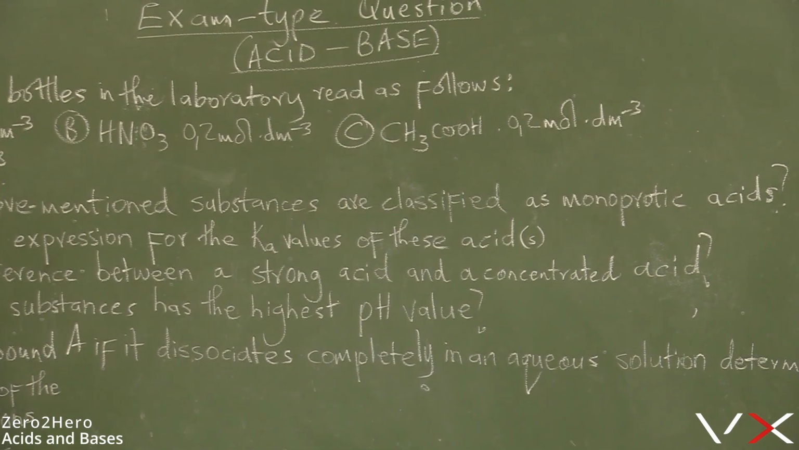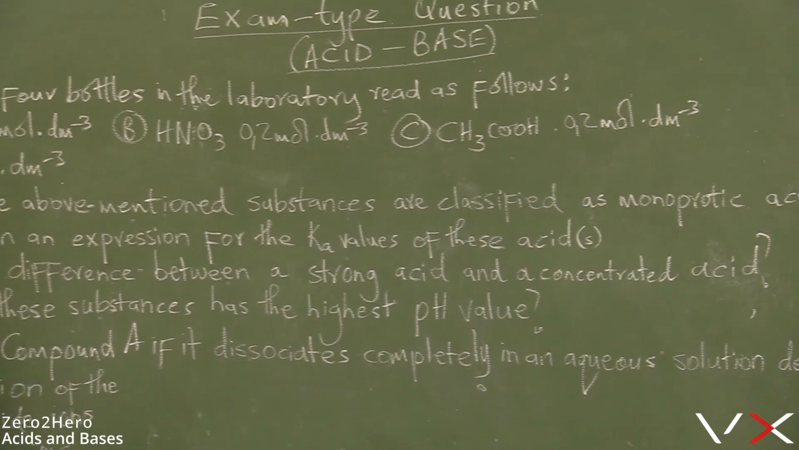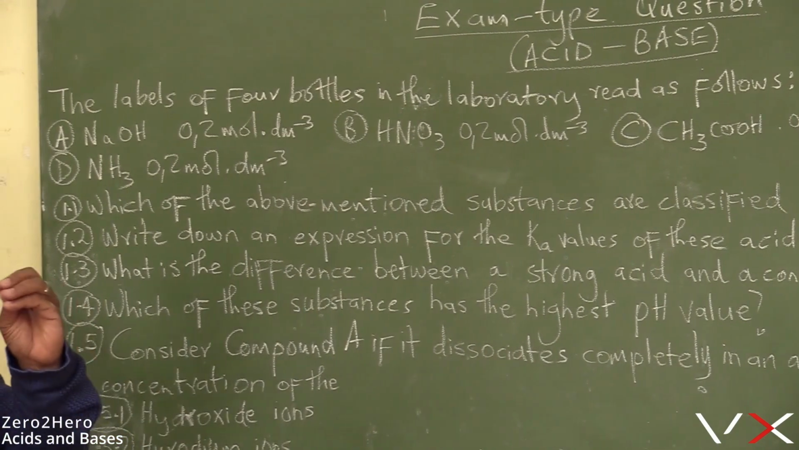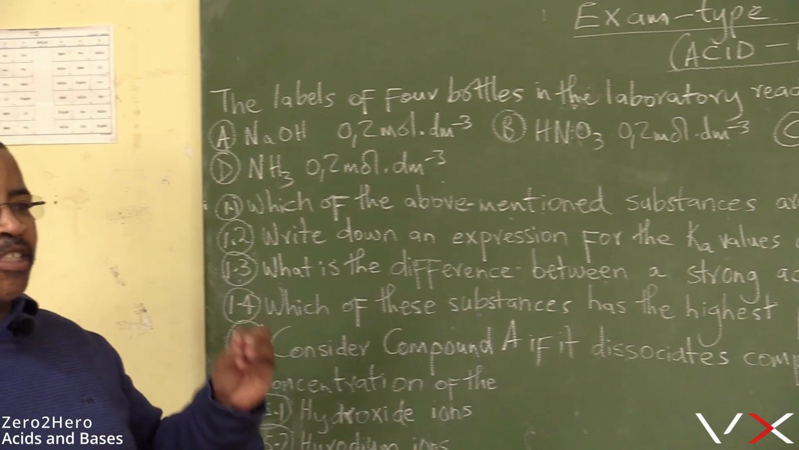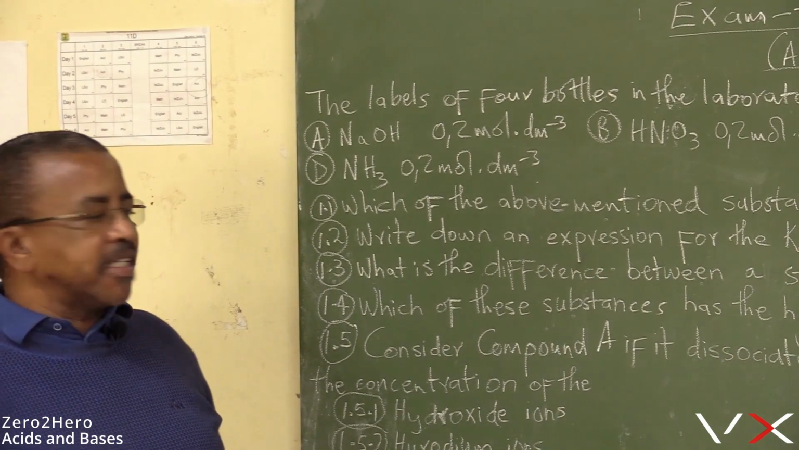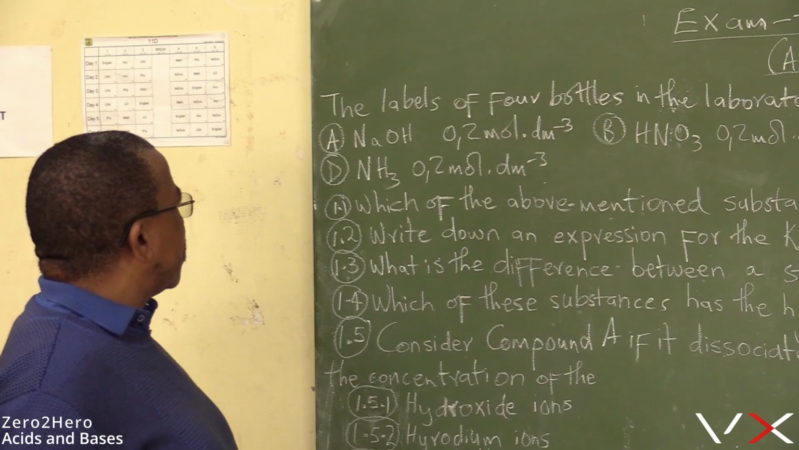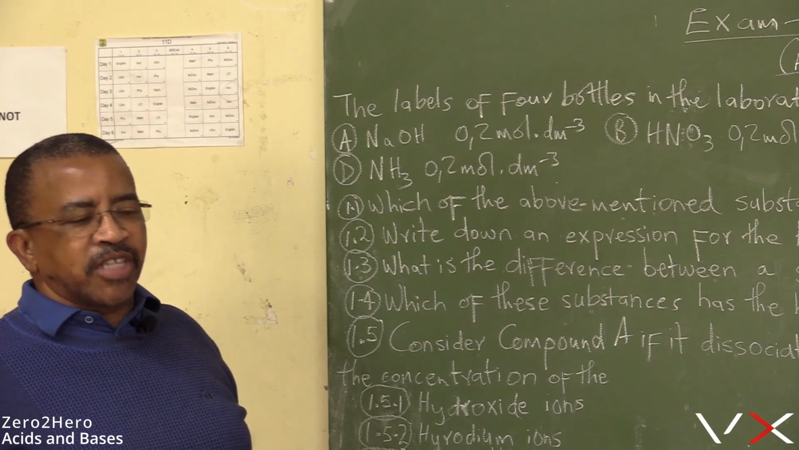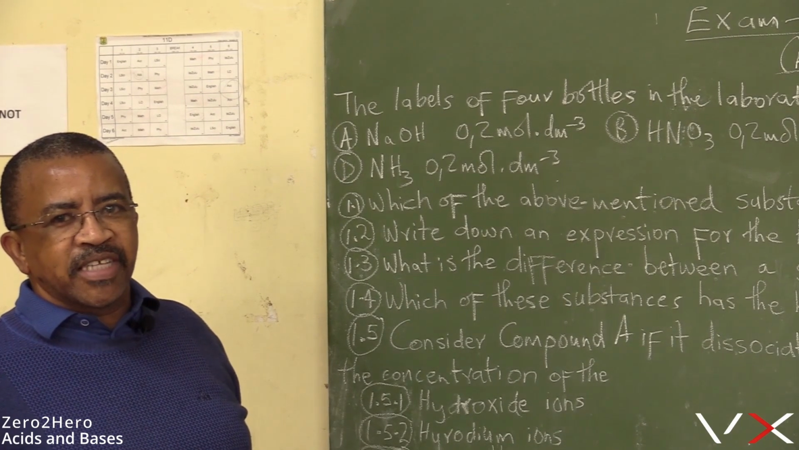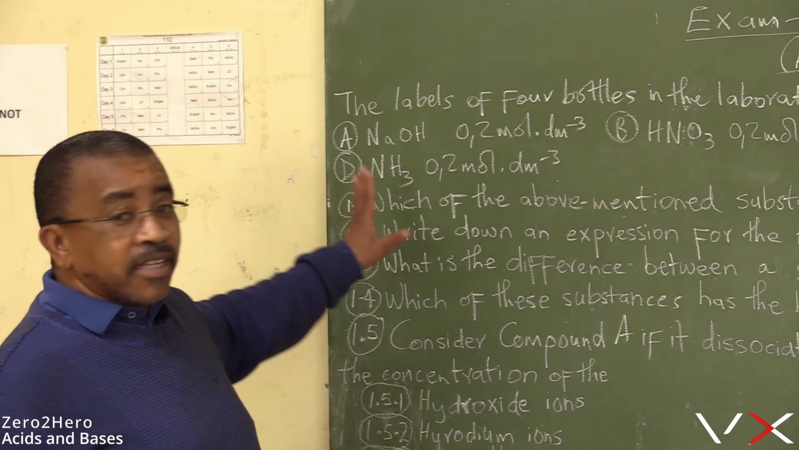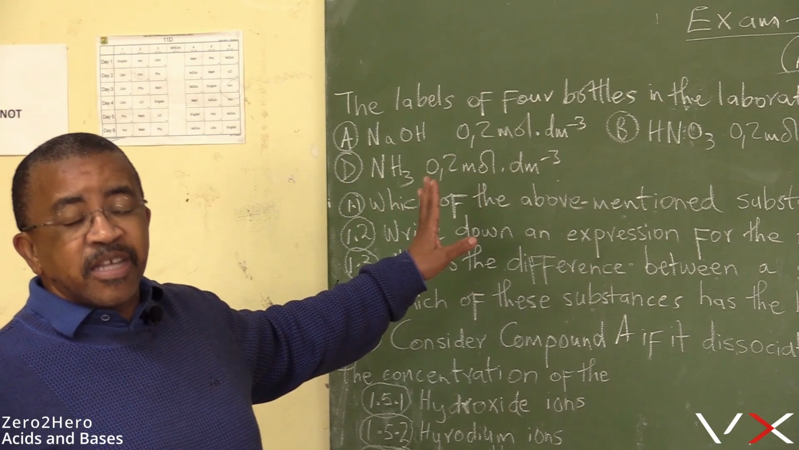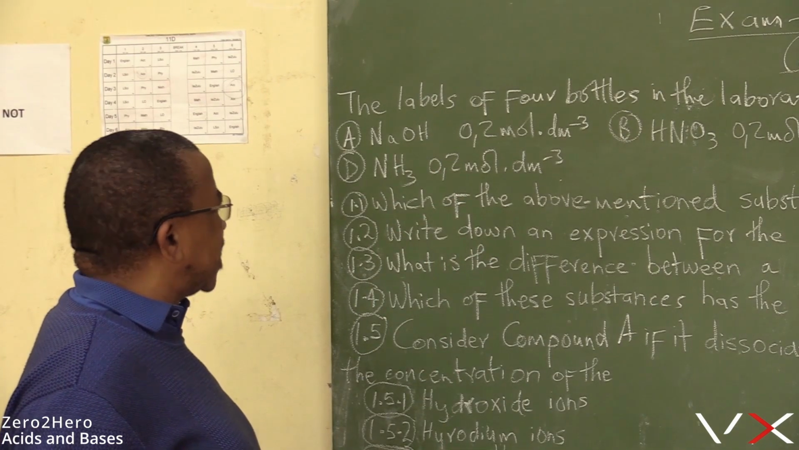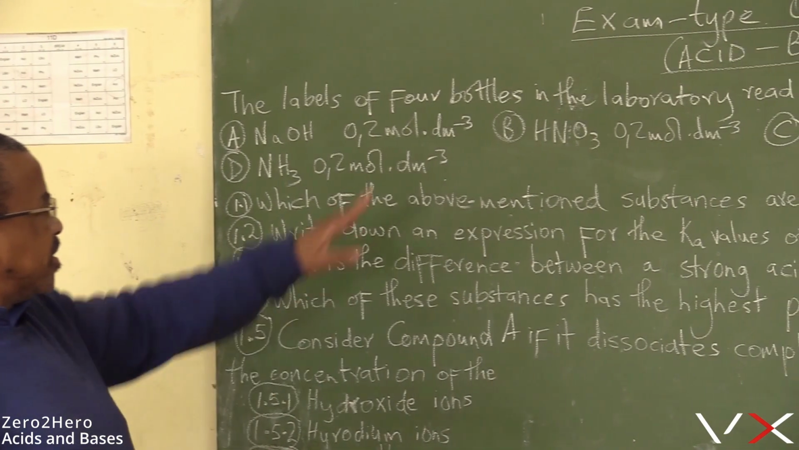Monoprotic, we remember, is one that can donate only one H plus and then that's the end of it. So obviously number A is not an acid, it's a base, because as it dissociates it forms OH minus, and according to Arrhenius a base is a substance that forms OH minus when it dissociates in water. Let's see number B, HNO3.